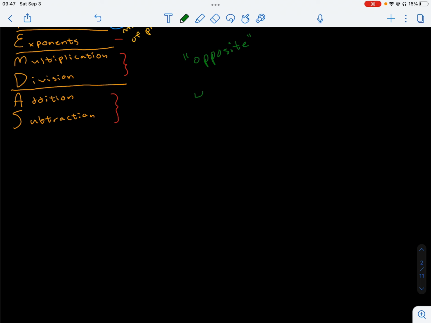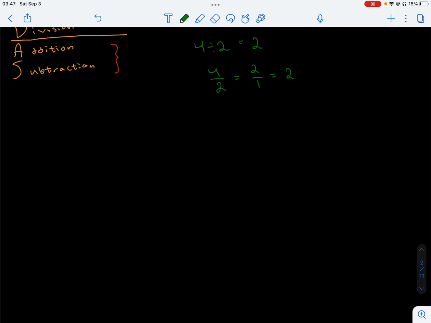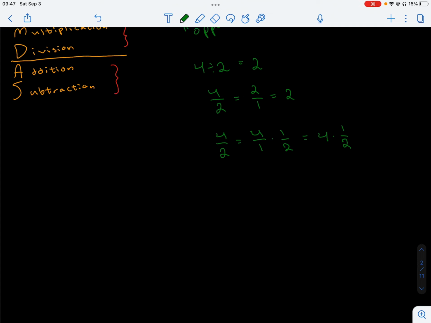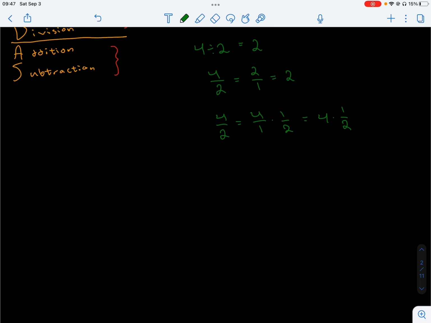However, I'm going to go ahead and write out a few problems and see if this makes sense to you. 4 divided by 2 is just 2. 4 over 2 is just 2 over 1, which is just 2. And also, 4 over 2 is also equal to 4 over 1 times 1 over 2, which of course is just equal to 4 times 1/2. So hopefully all three of these equalities here make sense to you.